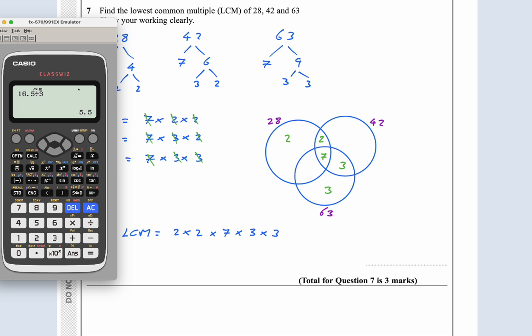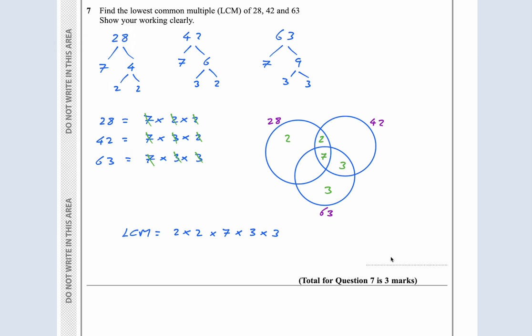So it's 2 times 2 times 7 times 3 times 3, which is 252. 252, that's correct.